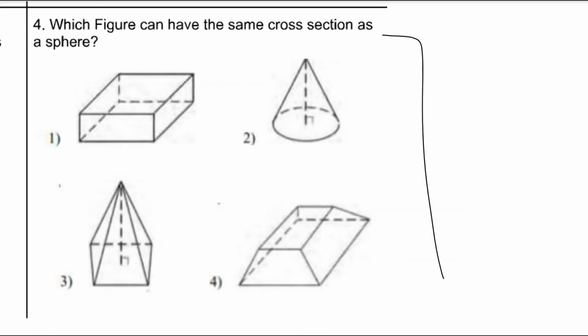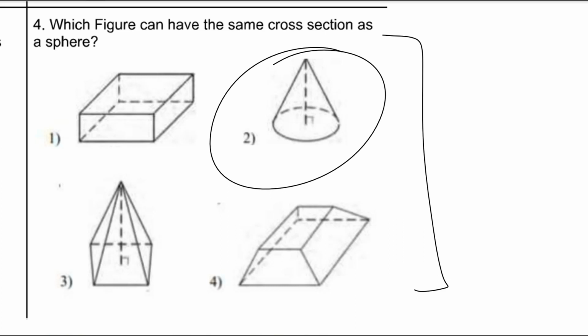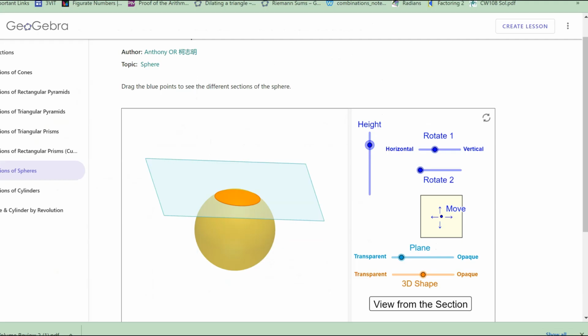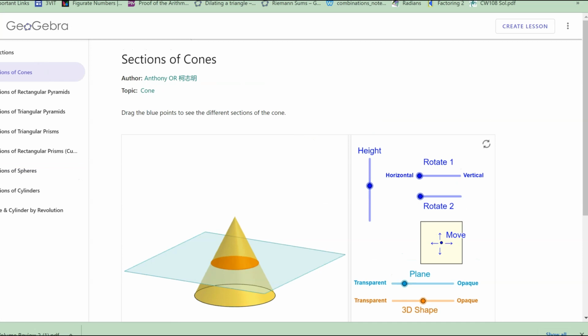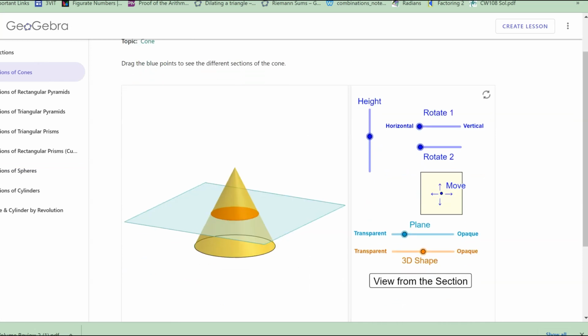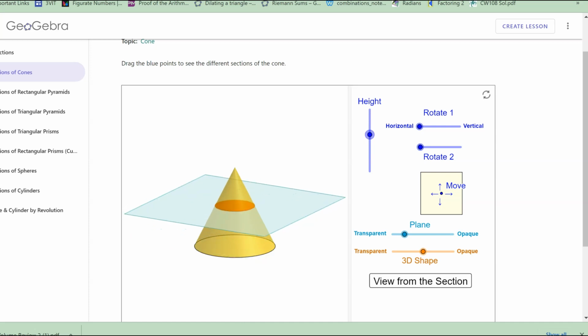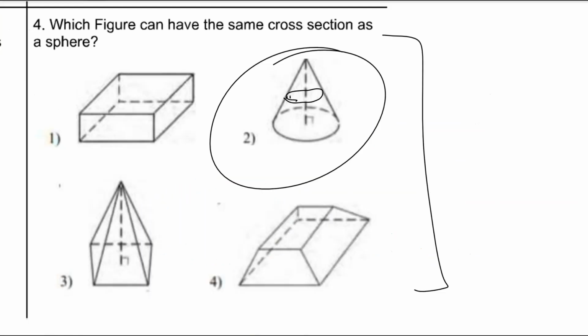So the question is, which one of these would have a cross-section that's a circle? And the answer to that is a cone. If I cut that horizontally, I would be able to get a circle right out of any of those cross-sections. Picture this right here. If I take that plane and cut it parallel to that circular base, all of my cross-sections would be a circle there, which would be the same shape as the cross-section of a sphere.